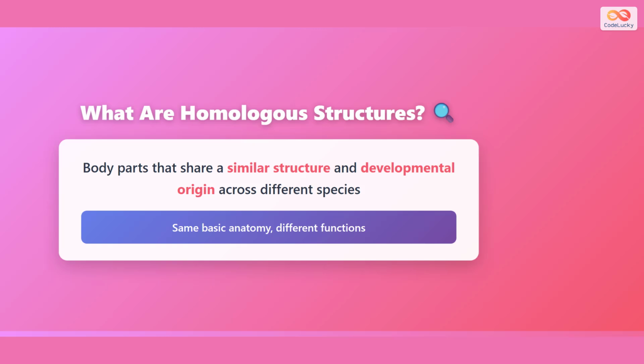Homologous structures are body parts found in different species that share a similar structure and developmental origin, even though they may serve completely different functions. The key point here is that these structures have the same basic anatomy, the same underlying blueprint, but they've been modified to perform different tasks in different organisms. This similarity in structure despite differences in function is a powerful clue about evolutionary relationships.